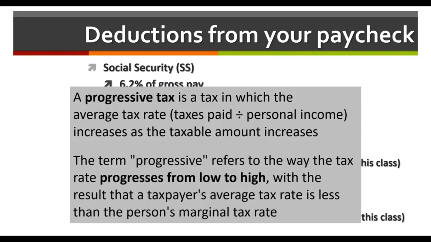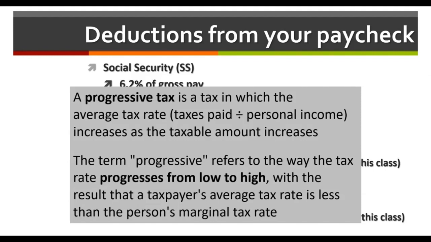Progressive, if you progress, you're moving, you're growing. So it moves from low to high. The result being that the tax rate is higher the more you earn, and the average tax rate is actually less than what's called the marginal tax rate. You don't need to worry too much about these terms right now. We're going to get into them more later in the week or early next week, but I do want to at least introduce these terms to you so you're somewhat familiar with them.